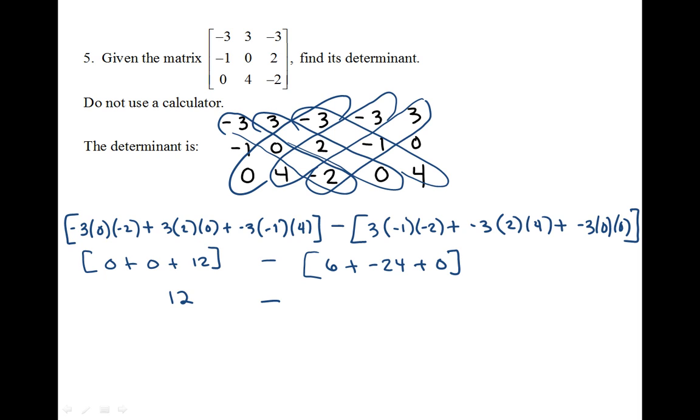So 12 minus negative 18, because 24 minus 6, that's negative 18. And so this is going to become positive. So is that equal to 30, I believe? Hopefully I haven't made any mistakes there. We can check it on a calculator.